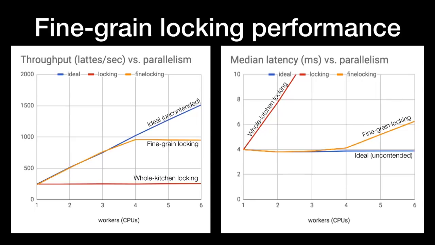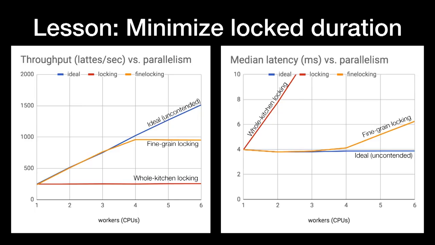Now, our throughput and latency curves look more interesting as we add CPUs. Up to 4 CPUs, throughput grows linearly and latency stays flat, just like in our ideal implementation. But with the 5th and 6th CPUs, throughput stays flat and latency starts increasing, somewhat like our whole kitchen locking scenario. Well, what's happening here?